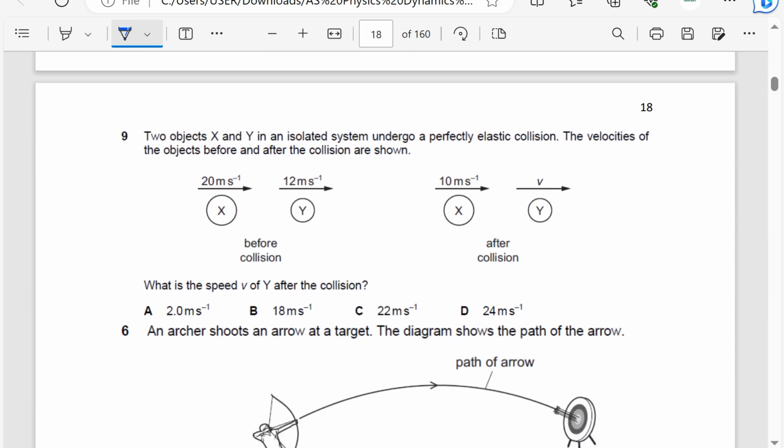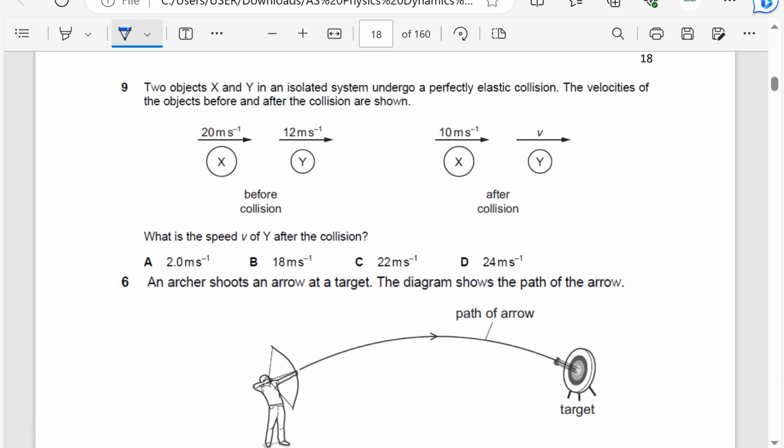Two boxes X and Y in an isolated system undergo perfectly elastic collision. The velocities of the boxes before and after the collision are shown. What is the speed v of Y after the collision? Okay, since it is a perfectly elastic collision, we shall simply say that the relative speed of approach should be the same as the relative speed of separation.